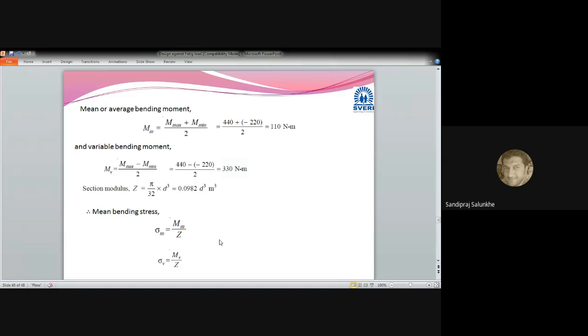Now we have to calculate the bending stress. Just calculate the bending stress. Pratik Deshmukh has got the answer 330 Newton meter, that is the average bending moment. We calculate the stress. Harshvardhan, you calculate the mean bending stress now. Rupesh Dehre, you calculate the average bending stress, and tell me what the values are. Hurry up.